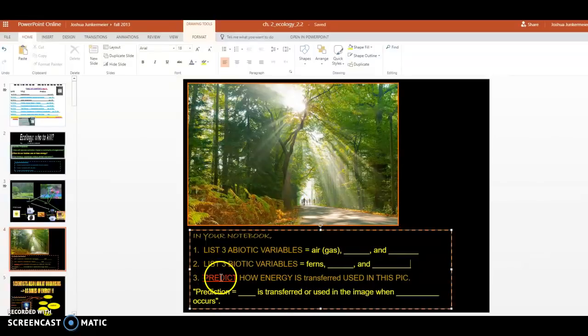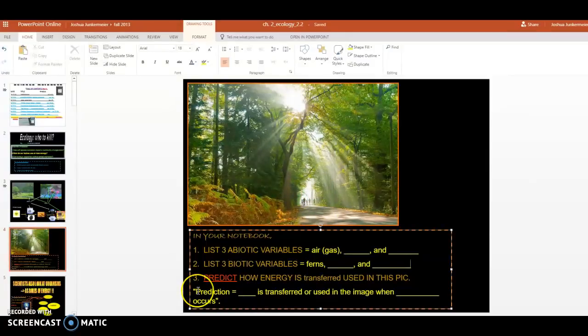And finally, it says predict how energy is transferred in this picture. So you got to identify something that's using energy in this image, okay? So find some biotic thing, or think of an abiotic presence like the sun if you want. But you got to think, how can energy be being used or transferred in this image? So think about the sunlight, or think about the people here in the photo.